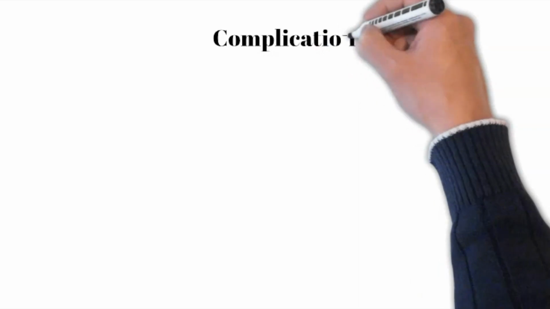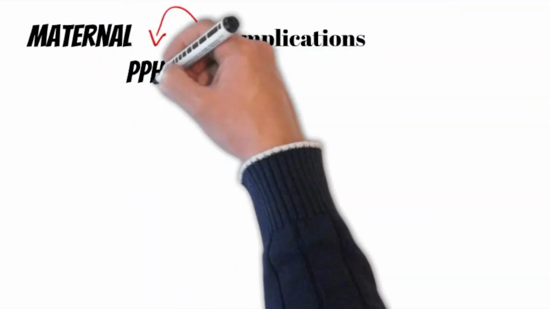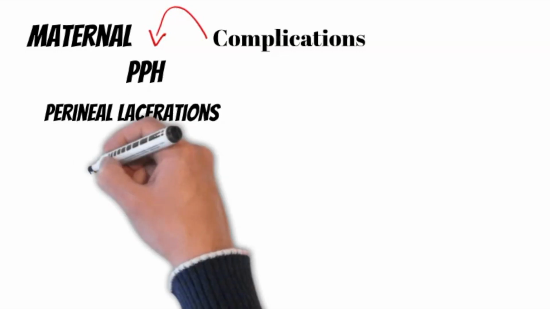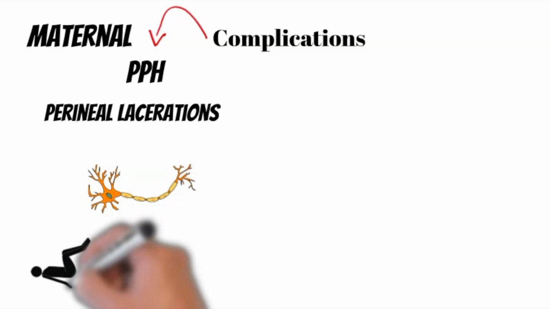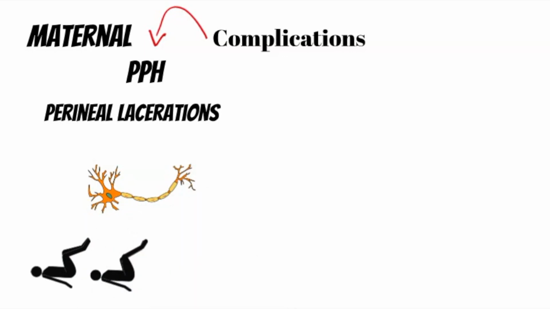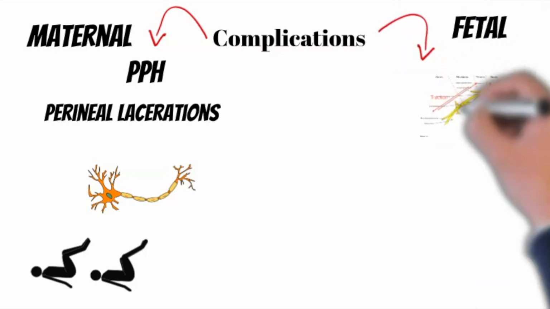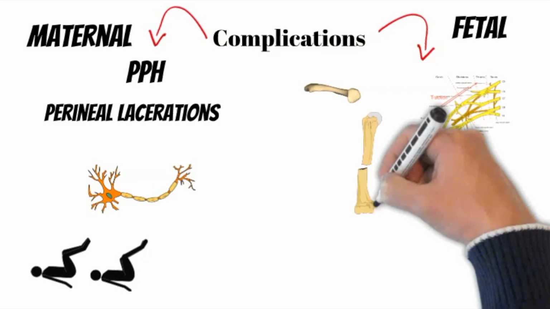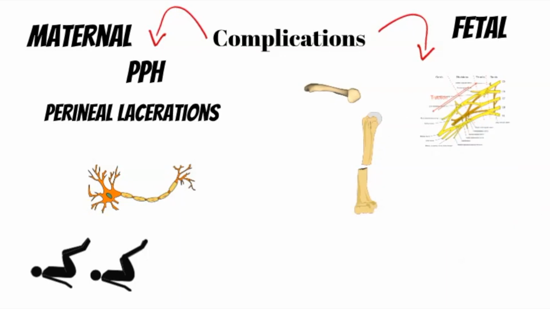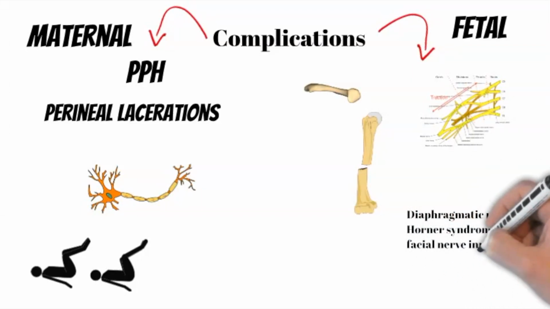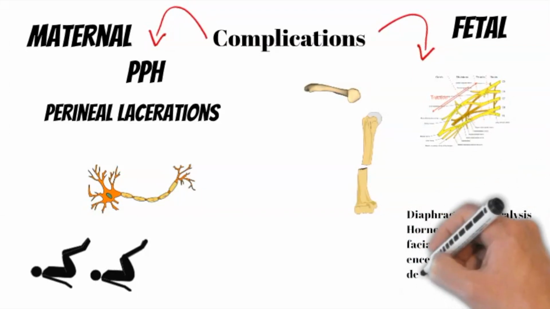Complications can be divided into maternal, which include postpartum hemorrhage, as well as higher degree perineal lacerations. Symphysial separation and lateral femoral cutaneous neuropathy have been shown to be associated with aggressive hyperflexion of the maternal legs. Fetal complications include brachial plexus injury and fracture of the clavicle and humerus, which commonly resolve without any long-term complications. Other rarer complications include diaphragmatic paralysis, Horner syndrome, and facial nerve injury, but it can also cause encephalopathy and even death.